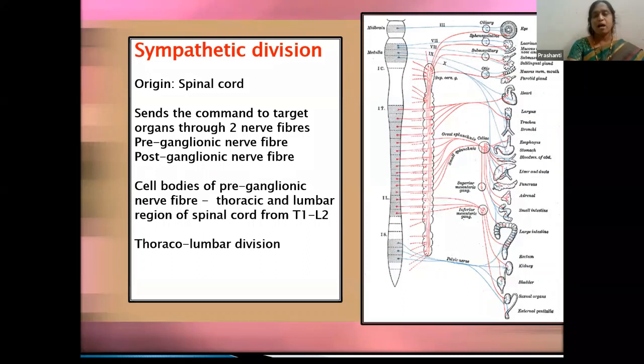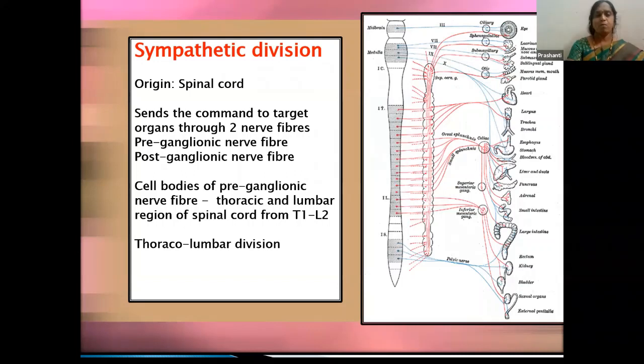From which parts of the spinal cord does the sympathetic division arise? We see, children, that the spinal cord is divided into the cervical region, thoracic region, lumbar region and sacral region. The sympathetic division originates in the thoracic region, from T1 to T12, and also from the lumbar regions L1 and L2. As it originates from both the thoracic and lumbar regions, it is called the thoracico-lumbar division.